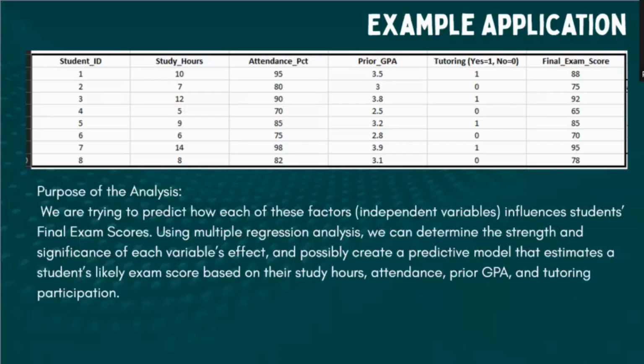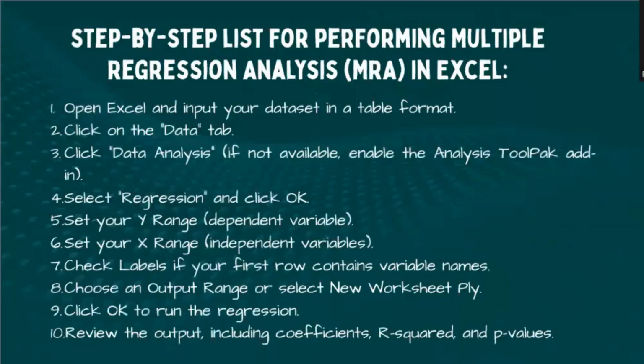Now, here is the step-by-step list for performing multiple regression analysis, MRA, in Excel. First, open Excel and input your dataset in a table format. Click on the Data tab, click Data Analysis; if not available, enable the Analysis ToolPak add-in. Select Regression and click OK. Set your Y range, or dependent variable.